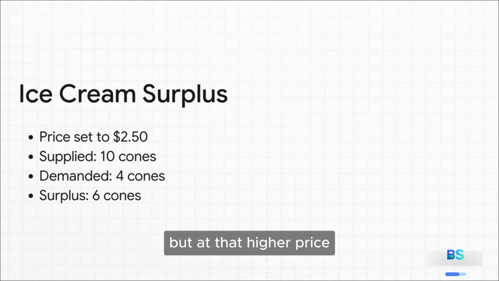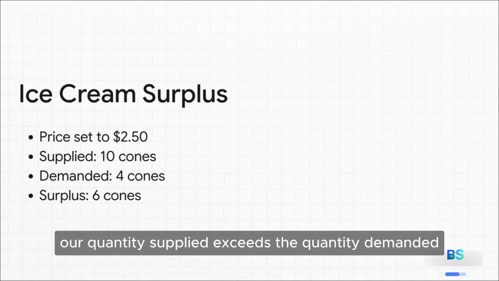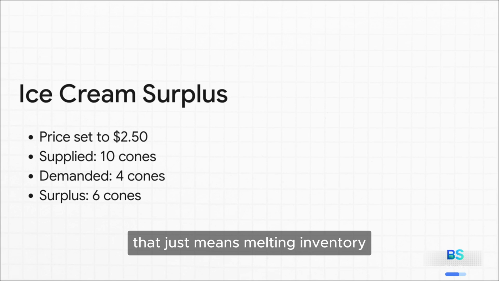But at that higher price, consumer demand drops off a cliff. Only 4 cones are demanded. The result? A massive surplus of 6 cones. Mathematically, our quantity supplied exceeds the quantity demanded. And in the ice cream game, that just means melting inventory and a freezer full of regret.